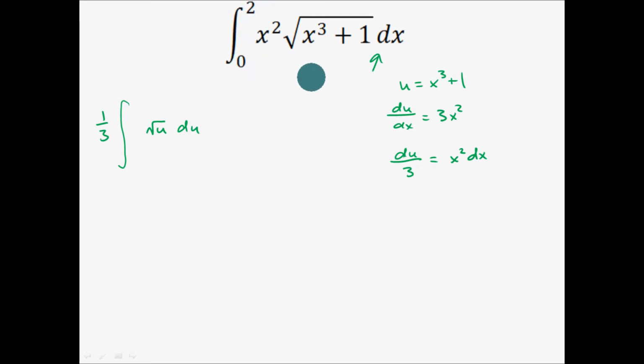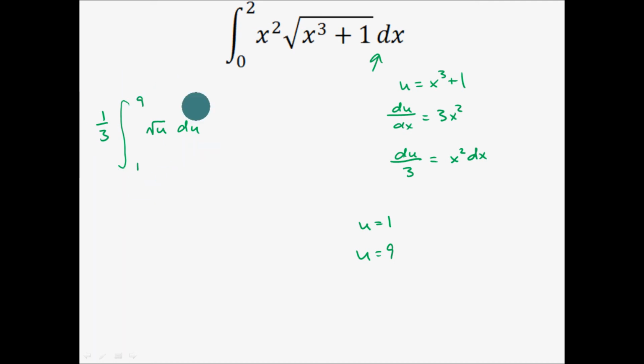All right, so at this point you have two options. One option is you can change the limits, and I think that's the way I'm going to go. Or you can evaluate the antiderivative, then plug x back in and use the same limits. Maybe I'll do it both ways to show you. First off, I'm going to change the limits. So remember, 0 and 2 are limits on x. So to figure out the limits of u, let's plug them in. So let's plug in 0 here. So u is going to go from 1, and now let's plug in 2. 2 cubed is 8, 8 plus 1 is 9. So it's going to go from 1 to 9.